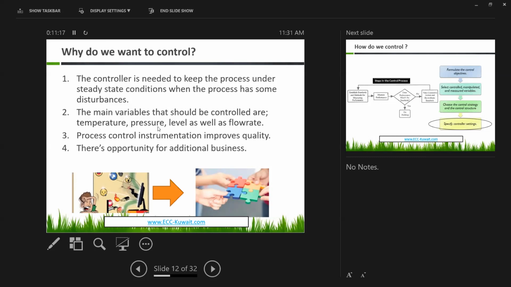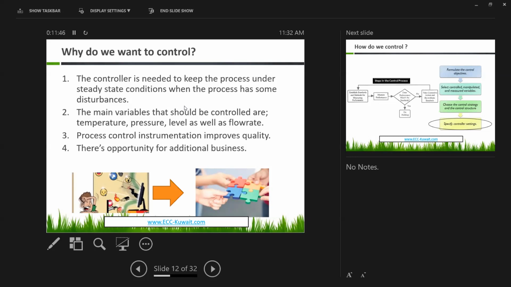The main variables that should be controlled, the very common variables to be controlled, are temperature, pressure, level, as well as flow rate. If you don't have liquid in your unit operation, you don't have to include a level control loop in your piping and instrumentation diagram.